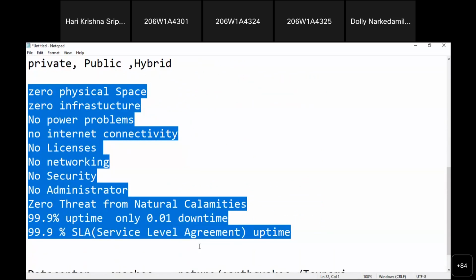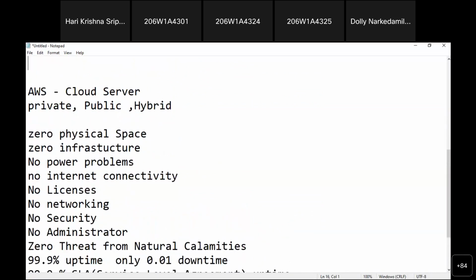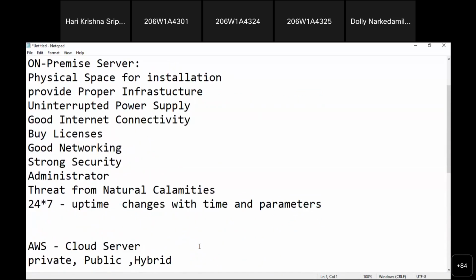So this is also one of the most important questions in interviews. They might ask the difference between an on-premise server and a cloud server. In this way you can create a number of advantages over on-premise servers. You can select one individual topic and explain it.